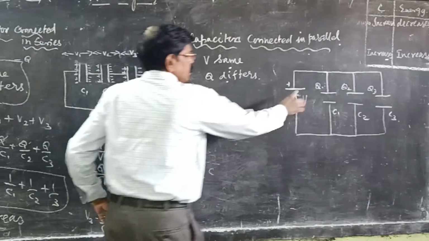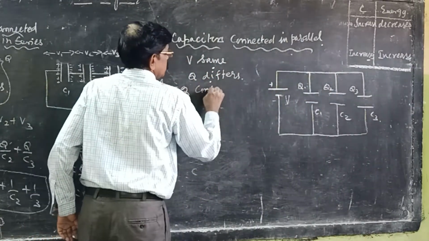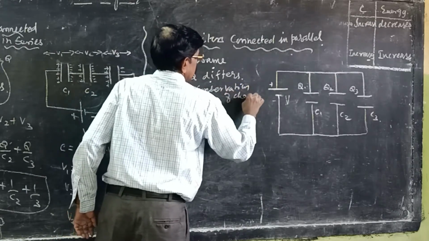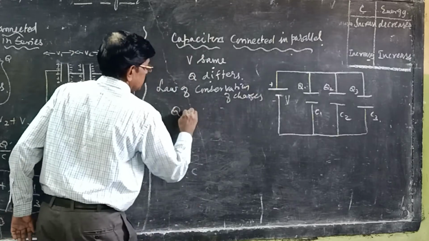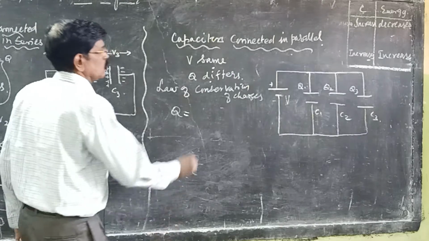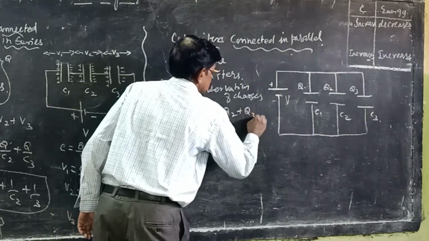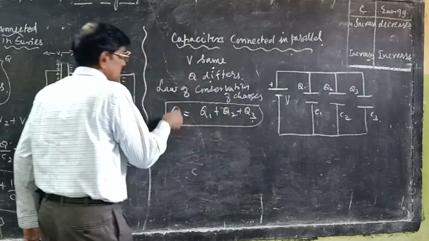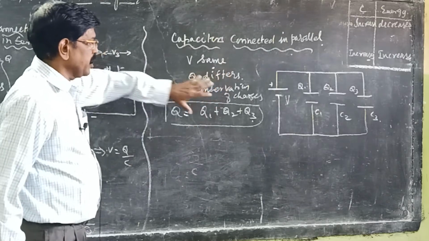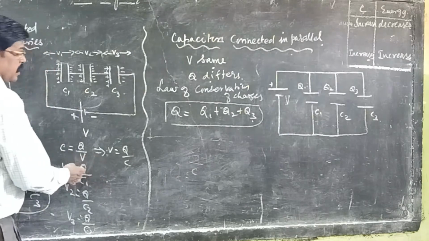But according to the law of conservation of charges, the total charge Q equal to Q1 plus Q2 plus Q3. So this is the total charge of the battery, equal to the combination of all the charges across the capacitors. So once again, what is the formula?